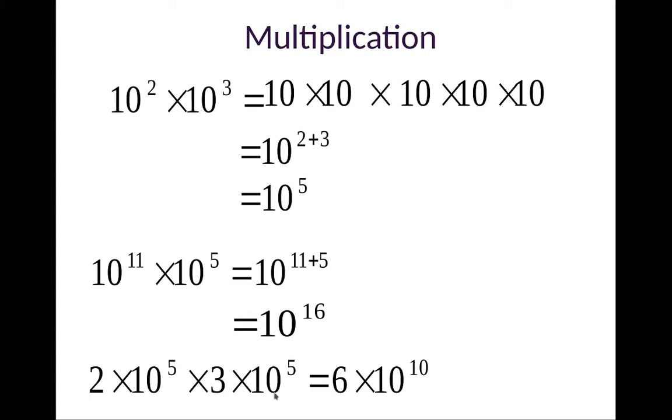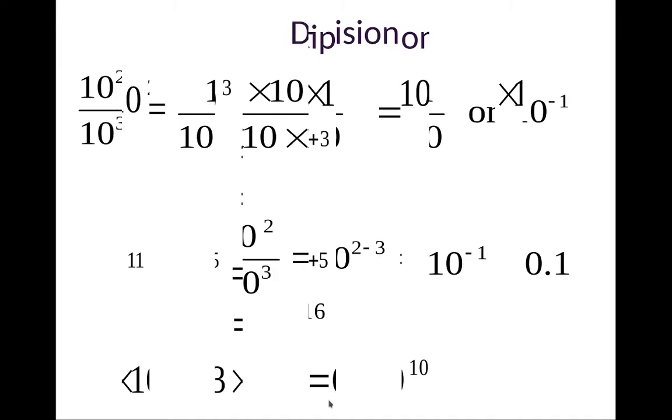What is 200,000 times 300,000, or 2 times 10 to the 5 times 3 times 10 to the 5? Well, that's pretty simple. 10 times 10 to the 5 times 10 to the 5, that's 10 to the 10, or 10 to the 5 plus 5. 2 times 3 is 6, a rather simple number. We can also do division here.